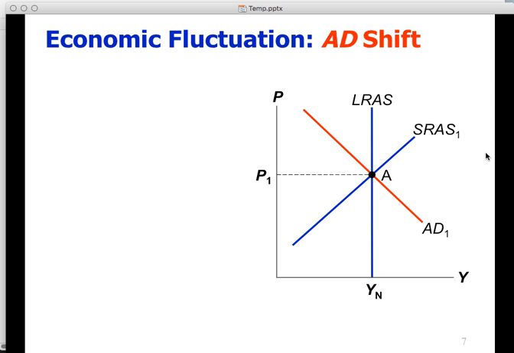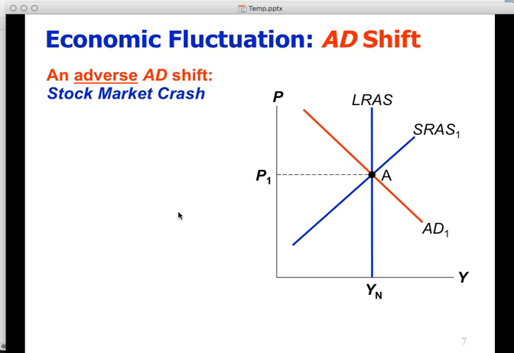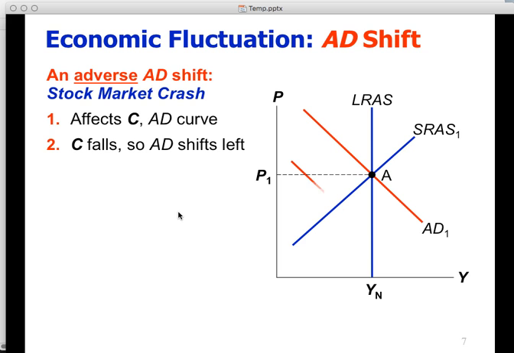There you see the long-run aggregate supply curve at the natural rate of production. The prices are at their expected level. We're at point A, with an upward-sloping short-run aggregate supply and a downward-sloping aggregate demand curve. Suppose we have an adverse aggregate demand shift. In the example we gave in class, it was a stock market crash, which was affecting consumption, and therefore the aggregate demand curve, consumption being a component of aggregate demand. Consumption falls, so aggregate demand shifts left.